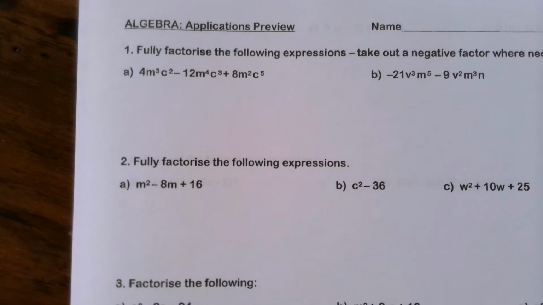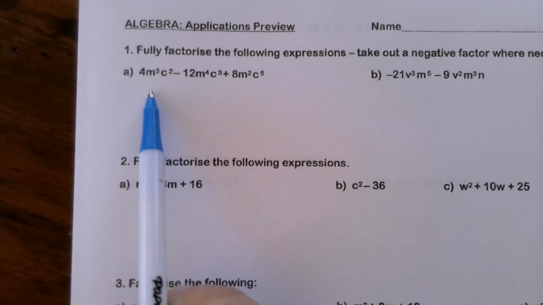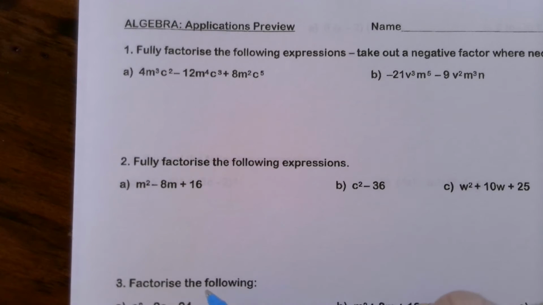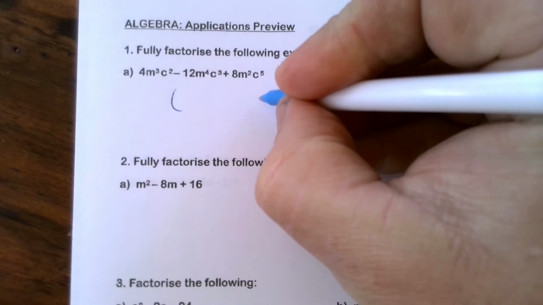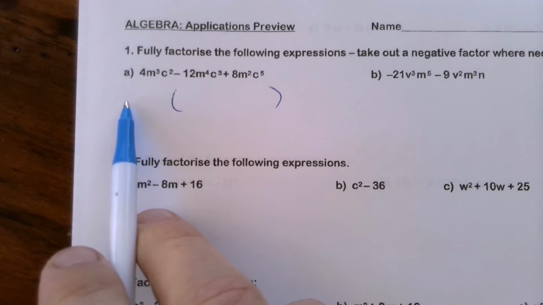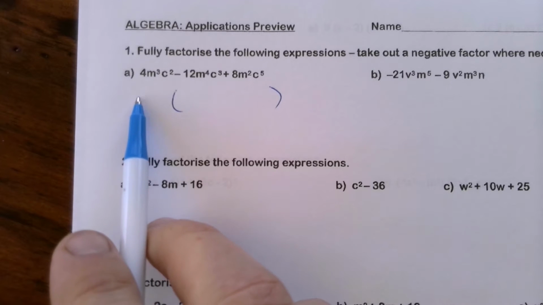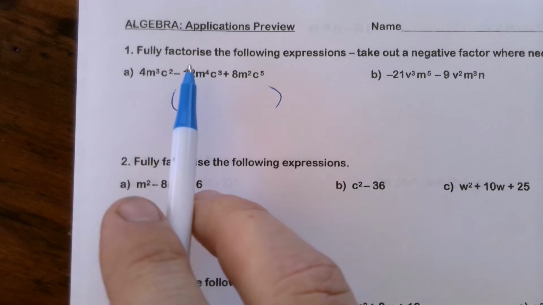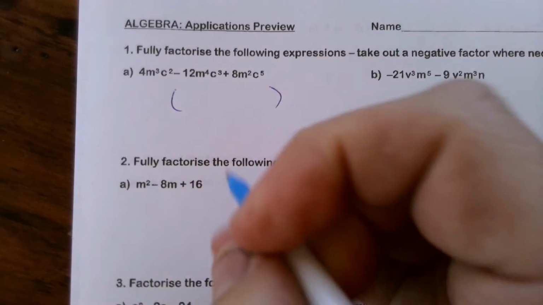Okay, question 1A is asking us to fully factorise some expressions. Now, I talked a bit about this in the fundamentals preview in question 5. We're trying to find the highest common factors of all of these terms. So basically what we're going to end up with is some brackets and as much as we can get out the front here, okay, as many common factors as we can. So first of all, have a look at the numbers. What goes into 4, 12 and 8? 4 will, so we'll take 4 out.